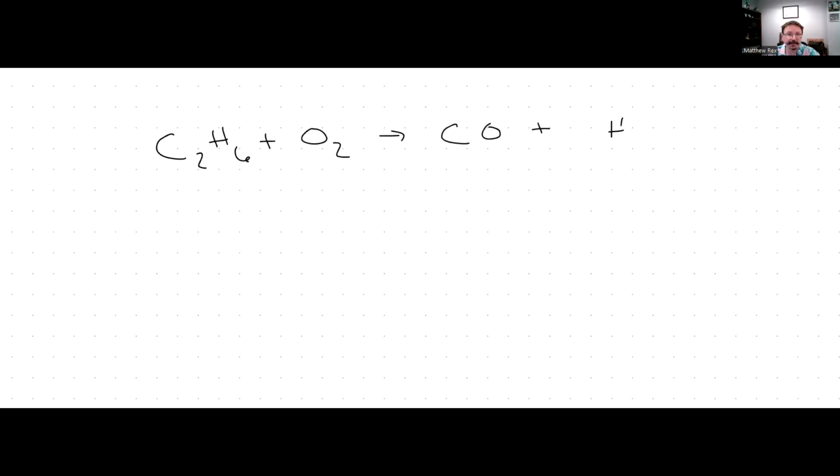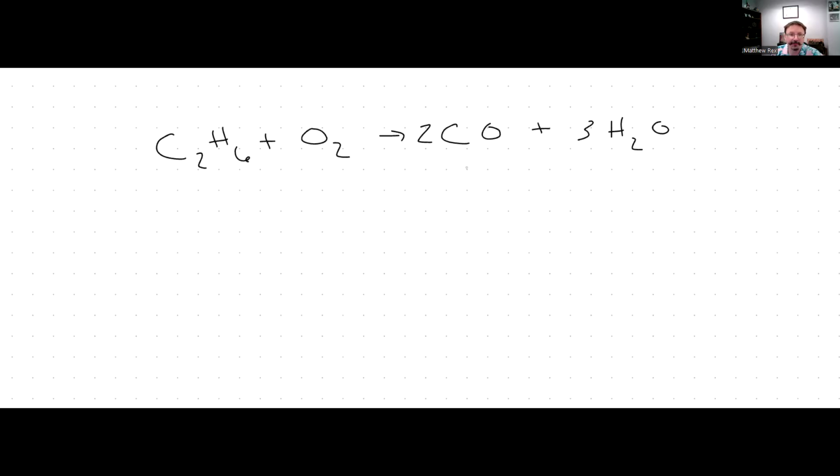So I might look and say, I got 2 carbons on the left. What if I put a 2 in front of this? Now my carbons match, but now I have 3 oxygens. Oh, but my hydrogens, I have 6 hydrogens on the left and only 2 on the right. So maybe if I put a 3 in front of that, now my carbons match and my hydrogens match, but now I have 5 oxygens.